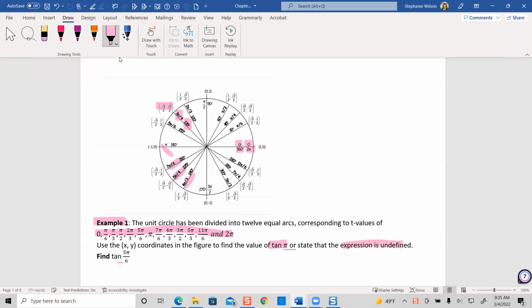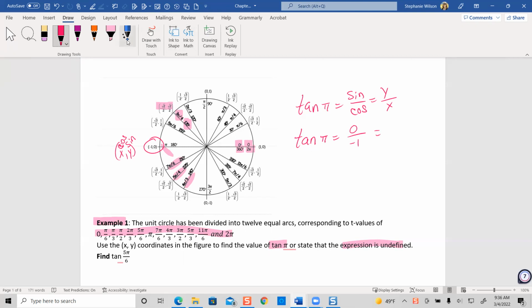Okay, so if I find tangent pi, I know that tangent is going to be sine over cosine, which is also y over x. So if I come and look for pi, what I see here, I got tangent at pi is going to be -1 over 0. Oops, I did it backwards. Did y'all see what I did? It's actually y over x, and I wrote this as x comma y, which is cosine, sine. Okay, so it's actually going to be 0 over -1.